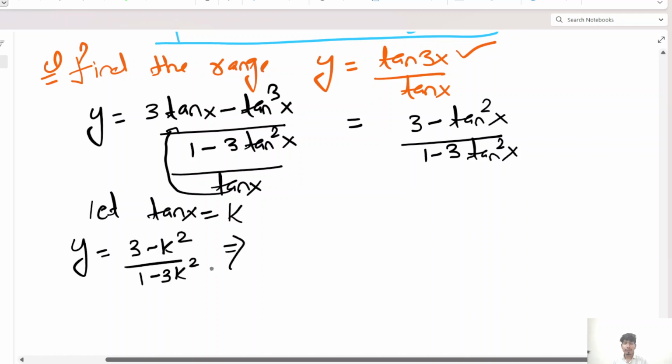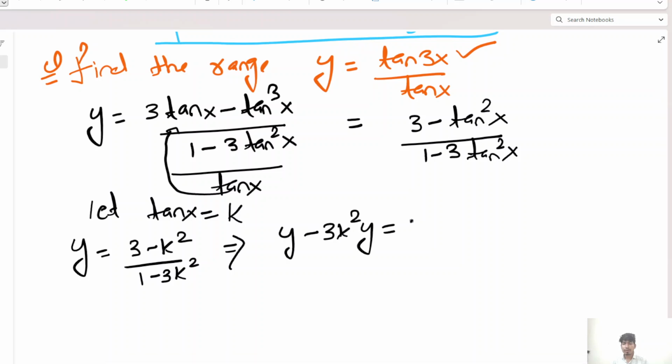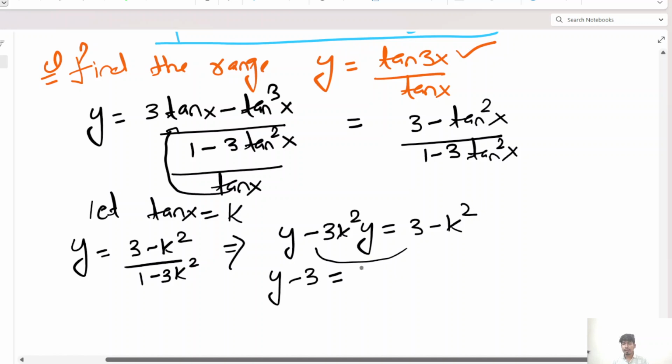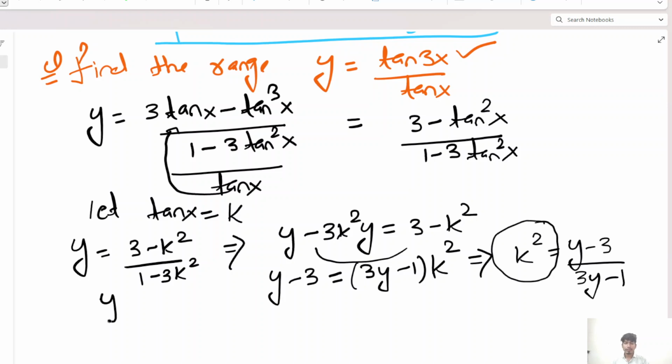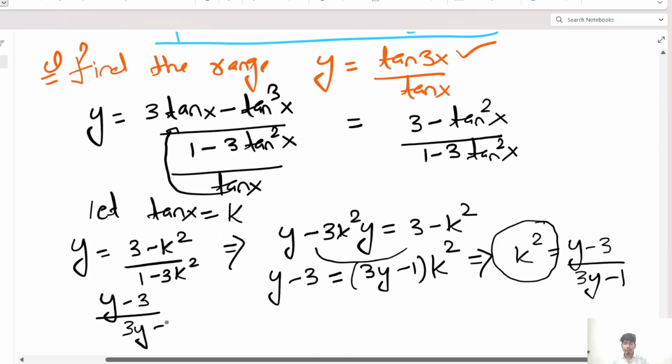Then cross multiply: y minus 3k square y is equal to 3 minus k square. Bringing terms together, y minus 3 is (3y minus 1) into k square. This implies k square is y minus 3 upon 3y minus 1. We know k square is positive, which means y minus 3 upon 3y minus 1 is also positive.